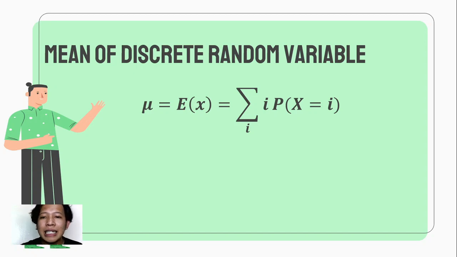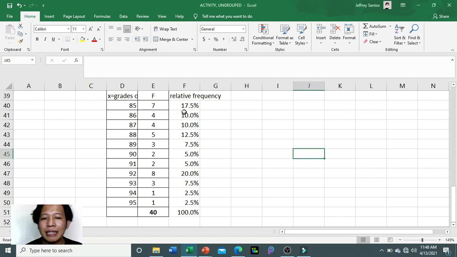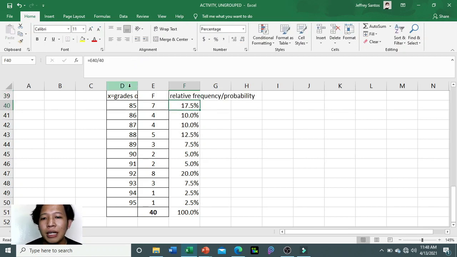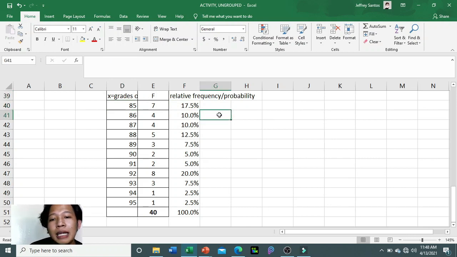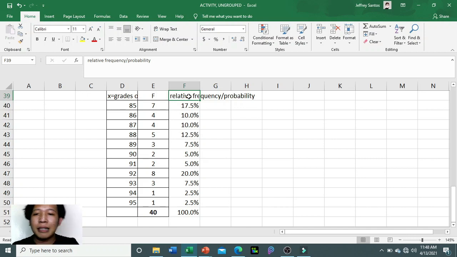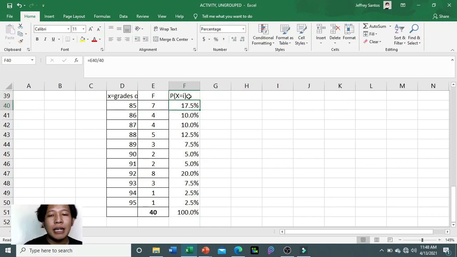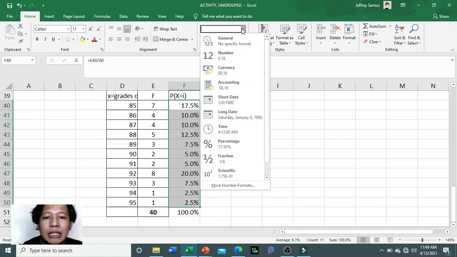So let us have an example. This is the example that we had a while ago, where this is the relative frequency, which also talks about the probability of each value of our random variable, which is the grade of the students. The relative frequency, or the probability, actually stands for the probability of x is equal to i. So let us first convert these percentages into decimals.